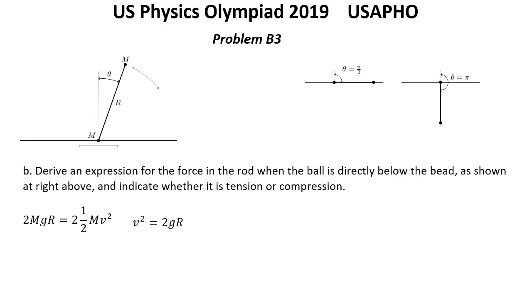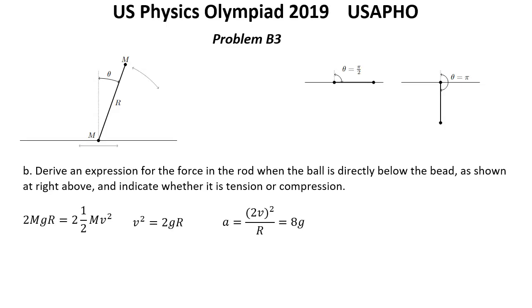Let's work in the frame of reference of our bead. In this frame, our ball is moving to the left with a velocity 2v. So it means that it rotates around the bead with a centripetal acceleration 2v squared over r, which is 8g.